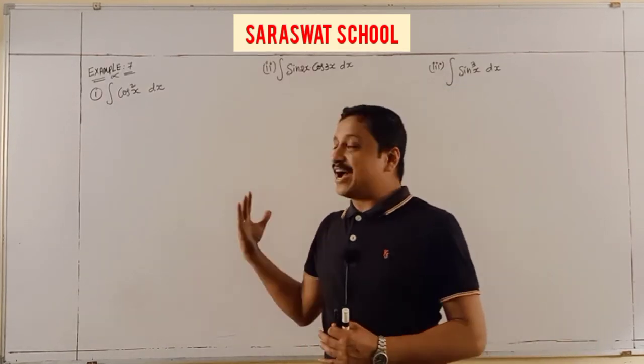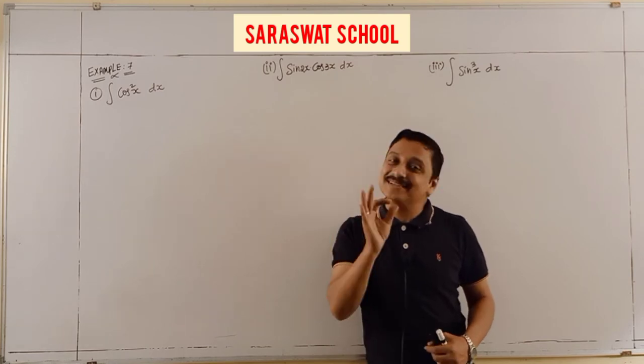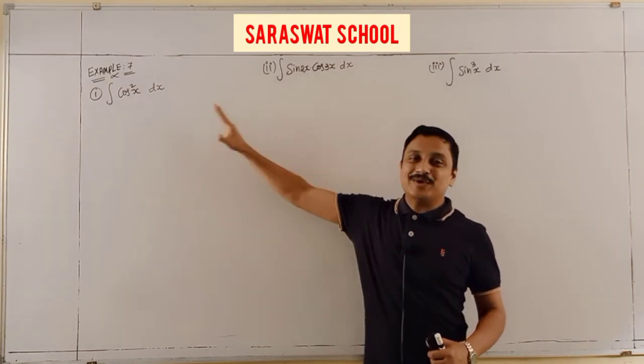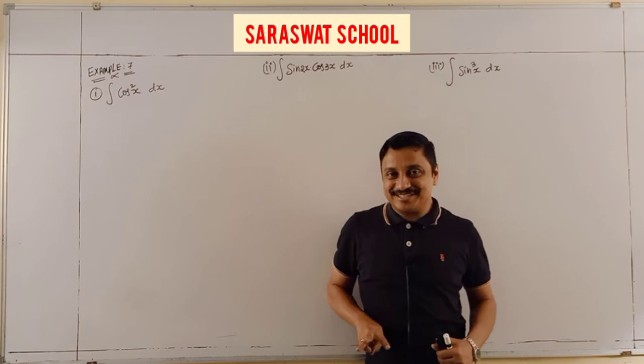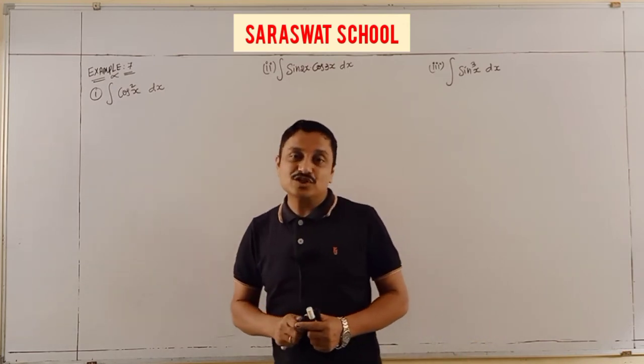Now students, after the exercise, I am going ahead. After that, example 7: cos square x. There are 3 numericals. The first two are very easy, but the third is difficult. So first of all, cos square x.